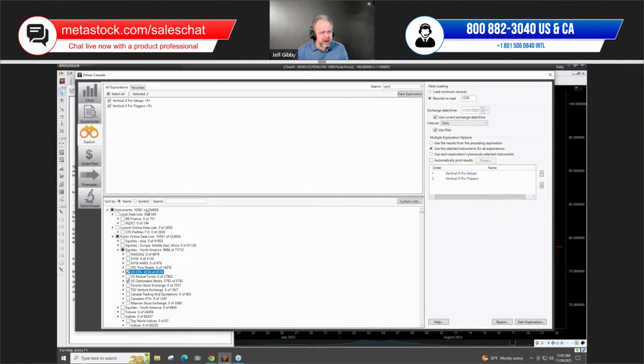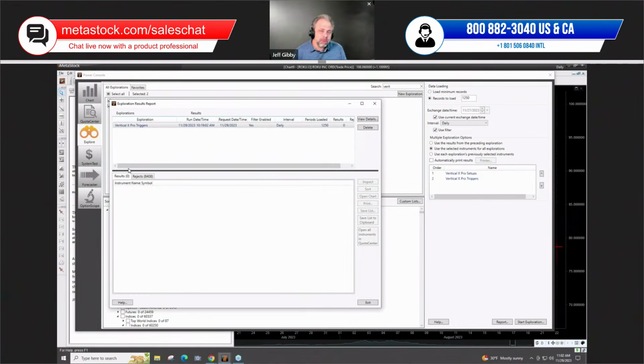It took a bit to go through all of those stocks because we're talking about a large scan list. I had actually scanned 10,000 instruments. So I'm just going to show you the report. On the triggers, we actually had a 100% reject rate today. There's no patterns that are actually triggering today. And that's fine.